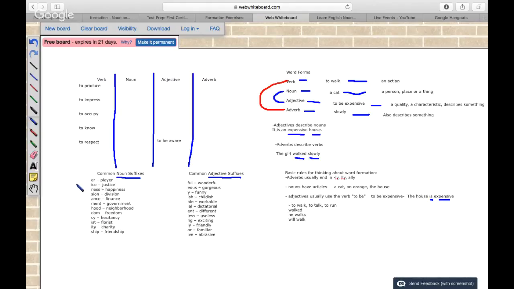I found these off of EC English, so shout out to EC. But here are some common noun suffixes. So ER, like player, ICE, justice, NESS, happiness. So it's important to be familiar with these because they will help you identify nouns sometimes. But there are many more than this. Okay, and then this is the same for adjectives. There's tons of resources on the internet, and this list is ever growing.